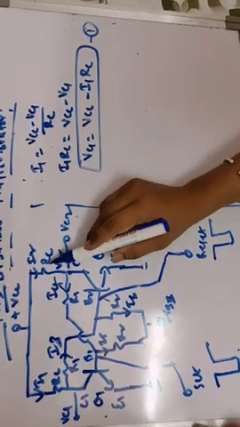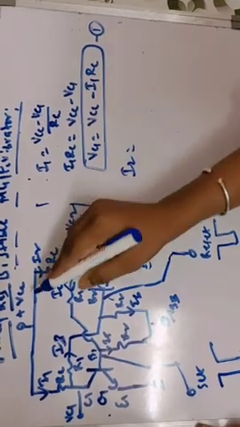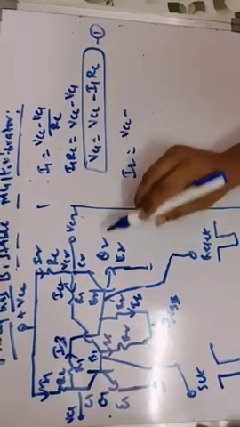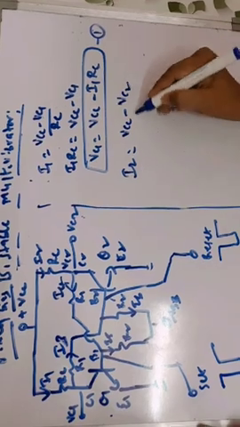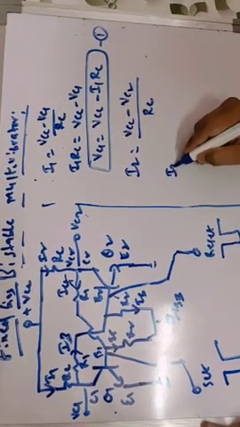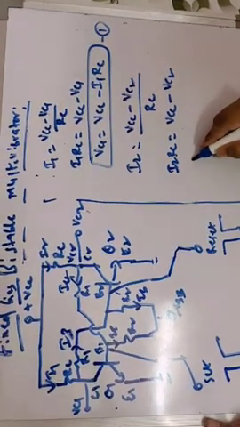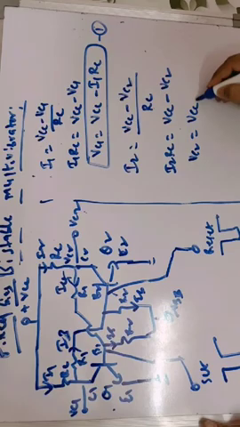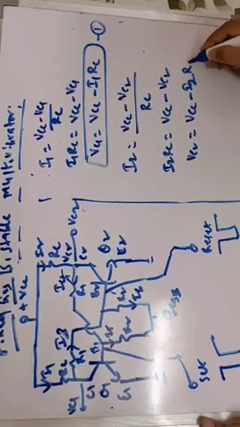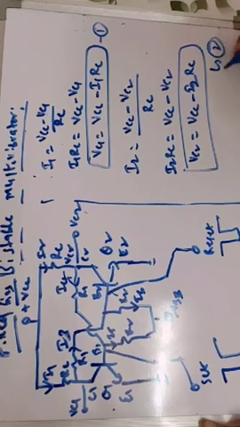Now when we find the current equation here, I2 is equal to the potential difference (VCC minus VC2) divided by RC. Therefore I2 into RC is equal to VCC minus VC2, and so VC2 is equal to VCC minus I2 into RC. Let us take this as equation 2.